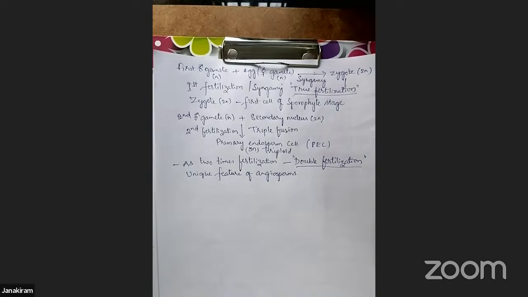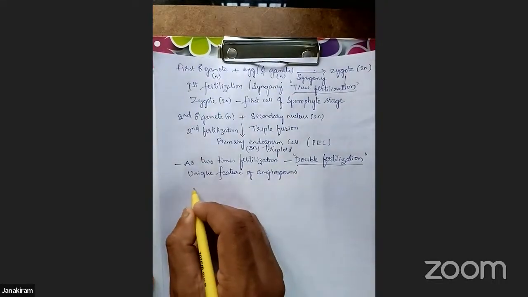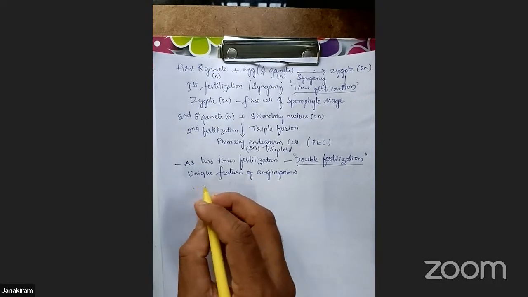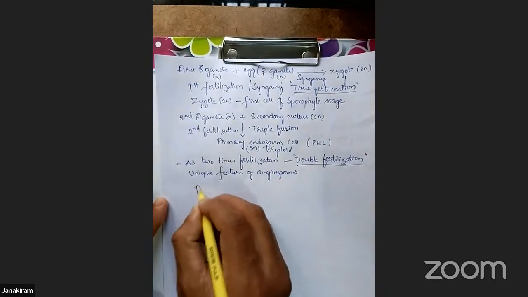So this is how the process of fertilization takes place, leading to the formation of the zygote and the primary endosperm nucleus. And here, there are some changes which take place as a result of the post-fertilization process.